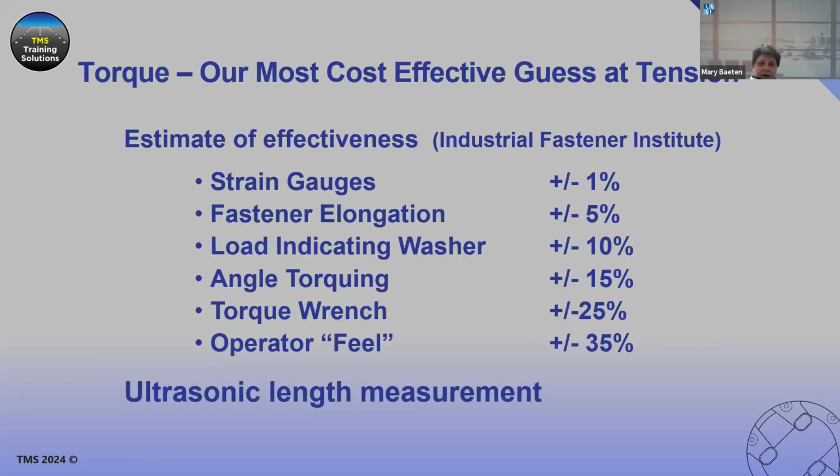Torque is our most cost-effective guess at tension up to this point. This is an estimate from the Industrial Fastener Institute. NASA's done some other ones, which says that if you could put a strain gauge in there and measure it, you're plus or minus 1% of actual, the relationship between the tension in the bolt and the torque. The torque wrench is about plus or minus 25%. Operator feel plus or minus 35%. Seb talked about the ultrasonic magenta lock bolt. It falls within the range of the strain gauge, so it's very accurate.